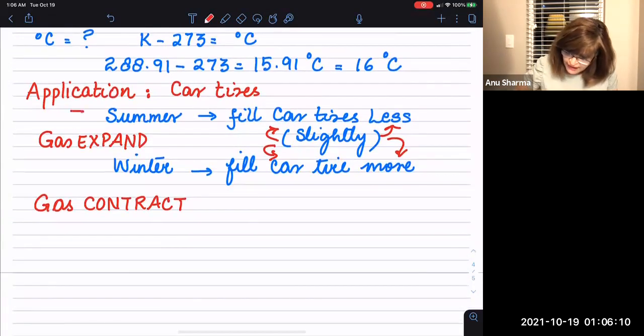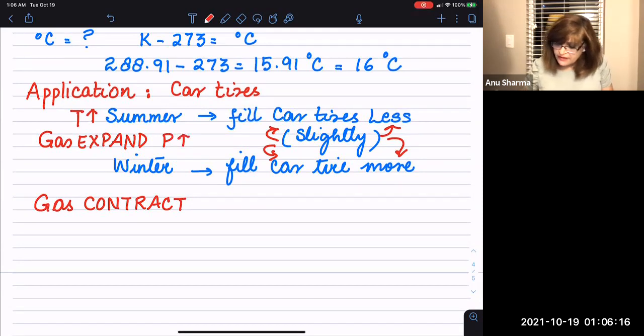When temperatures are very high, the pressure of the gas increases, right? But in the winters, the temperatures are very low, so the pressure of the gas is lower. Okay. All right. Now let's look at the combined gas law.